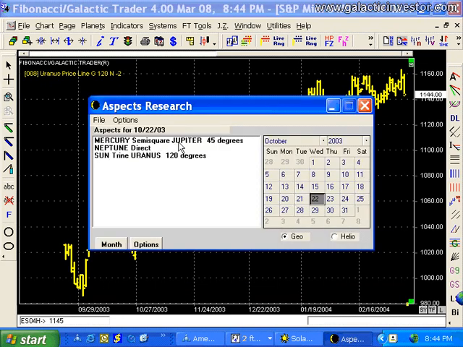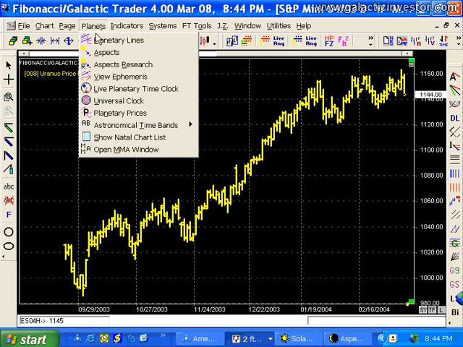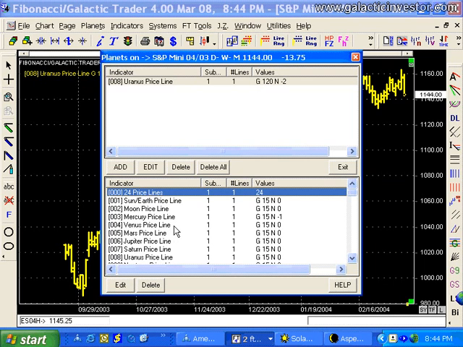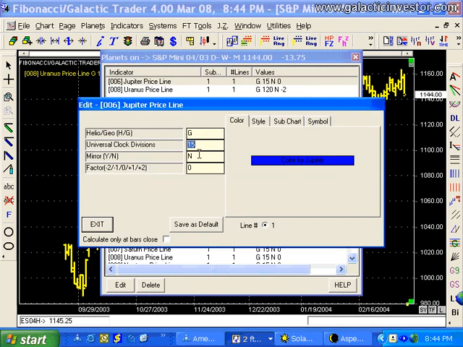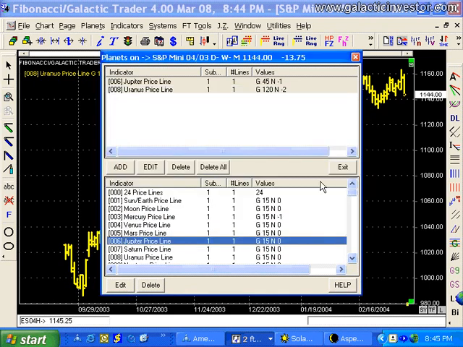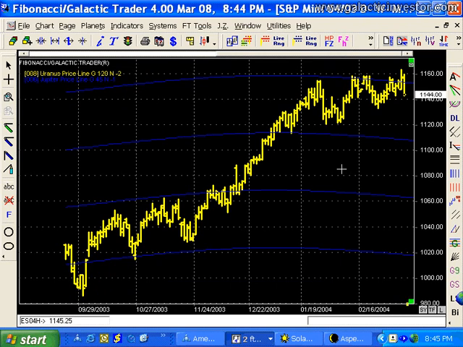We also had Mercury semi-square Jupiter on the 22nd. So let's go back to planetary lines here. Now, if we had Mercury and Jupiter at 45, of course, these lines will come together based on that aspect. If you want to be quick about it, we could just add one of them and see what it looks like. If we add Jupiter at 45, not 345, 45, factor -1.